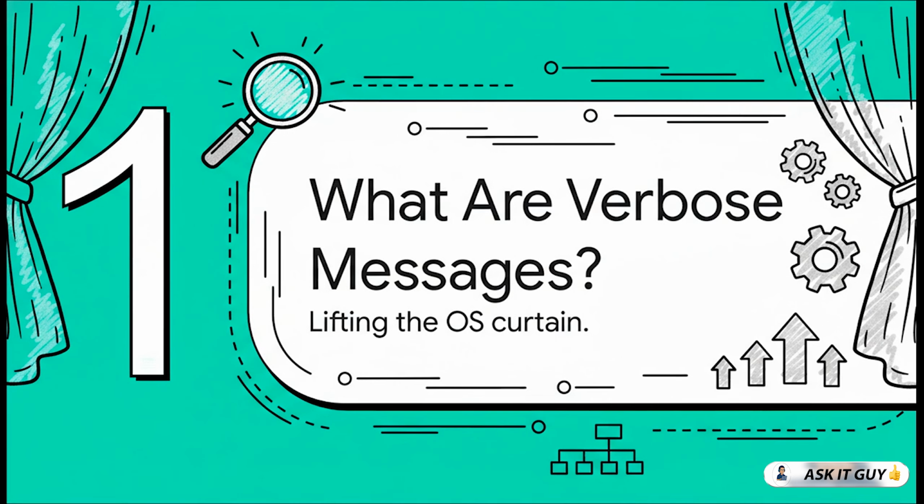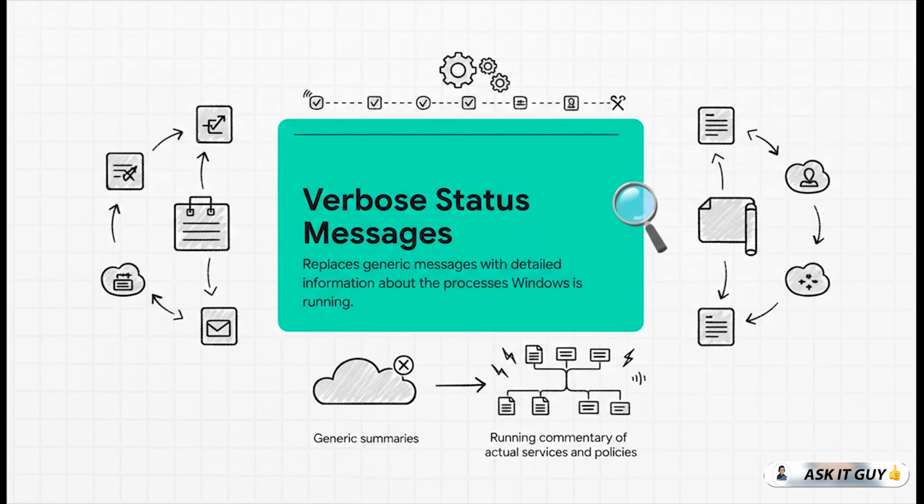So what's the solution to all this? It's a feature called VerboseStatus messages. And this is how we lift that curtain and see exactly what your operating system is up to step by step. Think of it like this. By enabling this feature, you're basically telling Windows, hey, enough with the simple summaries. I want the details. So instead of one simple kind of useless message, you get a running commentary of the actual services and policies that are being loaded or closed down.